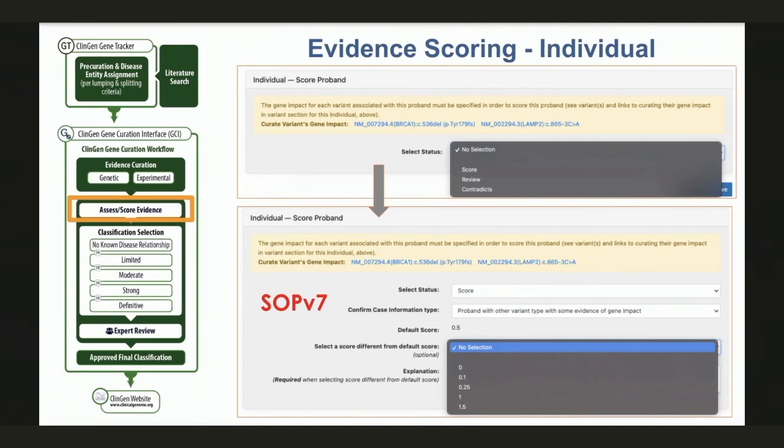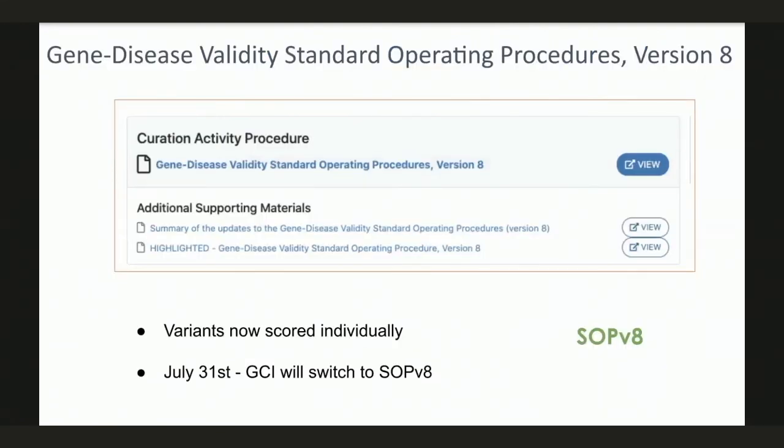Now, as you can see on here, I've actually labeled this with a big red SOP v7, and there's a reason for that. It's because the SOP was recently updated, and it's actually now on version 8. And this will affect how individuals are scored in the GCI. Within SOP version 8, the current SOP, you no longer score each proband, but instead score each individual variant associated with the proband. The GCI will be switching over to accommodate this scoring change at the end of July.